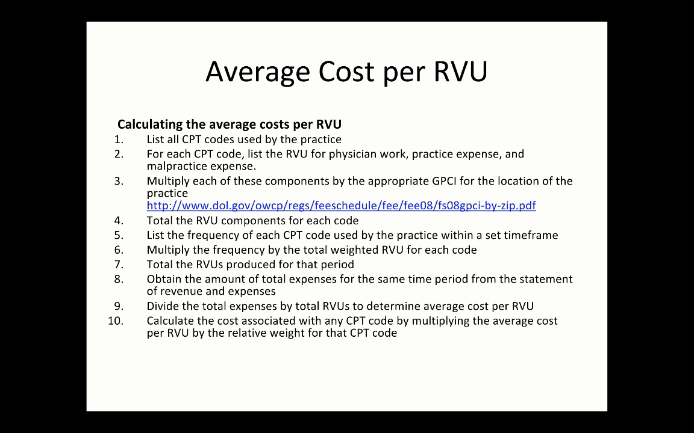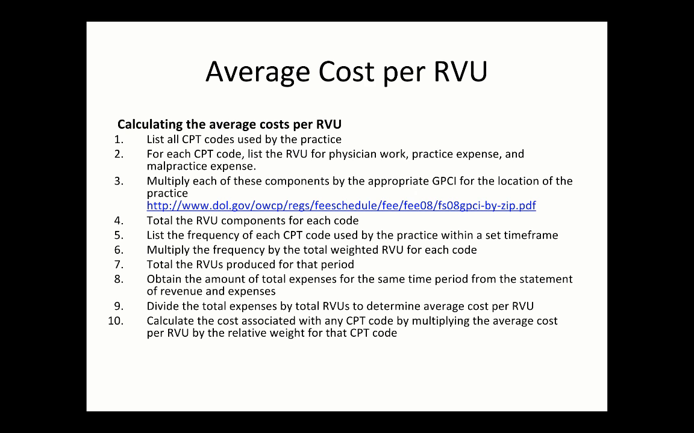Next, total the RVU components for each code. Next, list the frequency of each CPT code used by the practice within a set time frame and multiply the frequency by the total weighted RVU for each code. Total the RVUs produced for that period. Next, obtain the amount of the total expenses for the same time period from the statement of revenue and expenses. Divide the total expenses by total RVUs to determine the average cost per RVU. Finally, calculate the cost associated with any CPT code by multiplying the average cost per RVU by the relative weight for that CPT code.